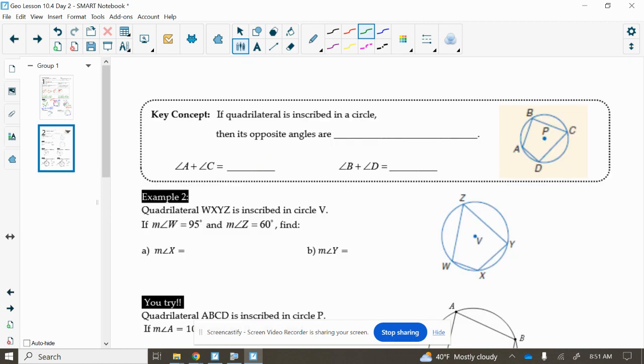On the back, we see another key concept, and this key concept says that if we have a quadrilateral inscribed in a circle, then its opposite angles are supplementary. So what this means is that if we are given the measure of angle A and angle C, we know those will add up to equal 180. And then angles B and D together will equal 180.